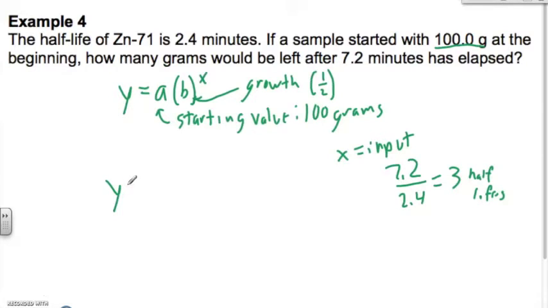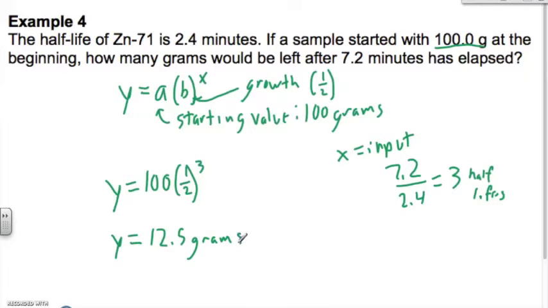So now putting that all in together, remember our starting value was 100. Our growth factor will always be 1/2 for a half-life problem. And we know that we are looking at 3 half-lives. That's how many half-lives occurred in 7.2 minutes. So again, we type this into our calculator, and we go ahead and evaluate this. And we're going to find that we have 12.5 grams remaining.